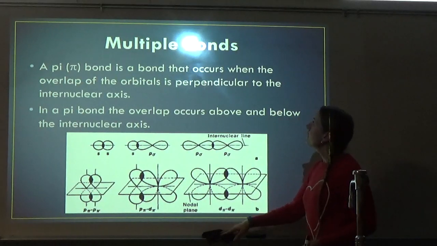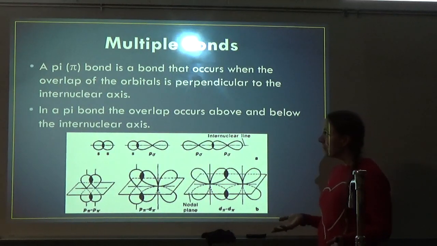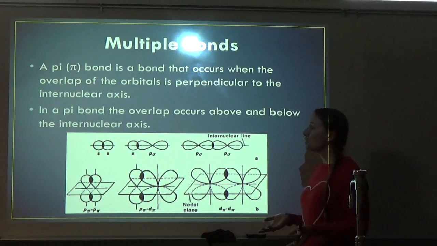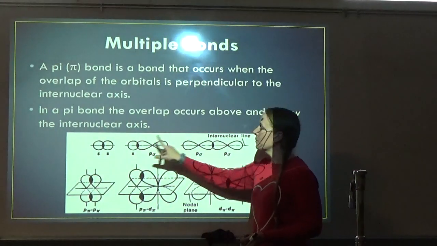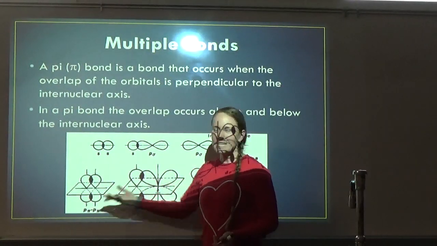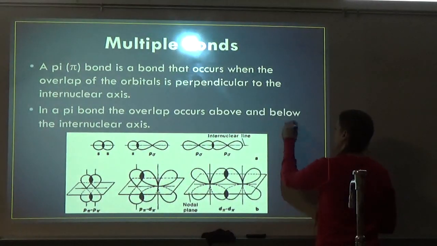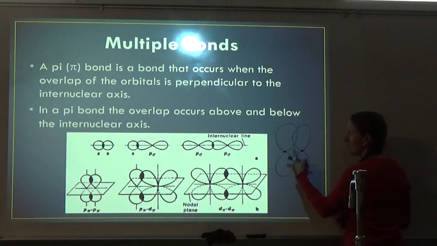A pi bond, on the other hand, occurs when the overlap of the orbitals is perpendicular to the internuclear axis. In a pi bond, the overlap occurs above and below the nuclear axis. These were the examples we just saw on the previous slide. But two p orbitals could overlap like this. I know this picture is kind of small, so I'll draw an example right here. Our p's could overlap right here and here.